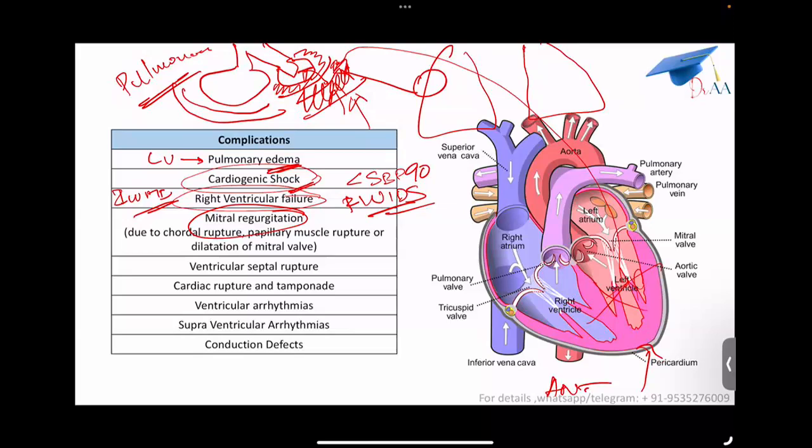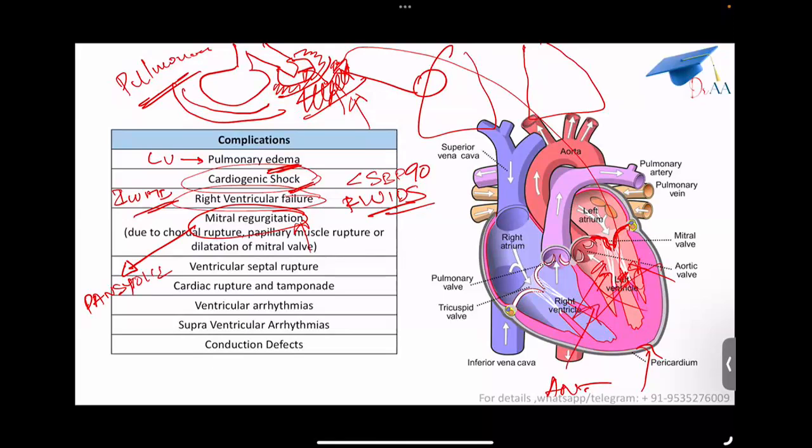Mitral regurgitation: you can see here, there are papillary muscles here, mainly the papillary muscles which are attached to the mitral valve. If the infarction is here, they might die and they may not pull or close this mitral valve as it's supposed to do. That will cause mitral regurgitation. So you might have a murmur. Mitral regurgitation usually causes a pansystolic murmur.